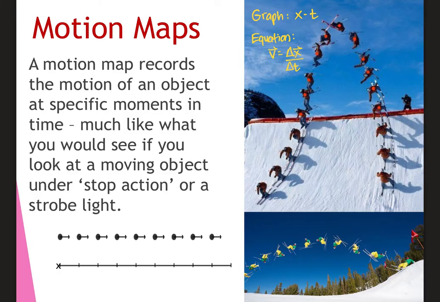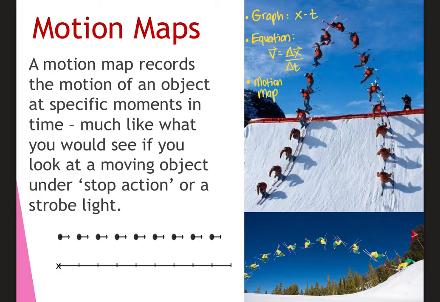And that's great. We love graphs, we love equations, but a motion map is the third way that we're going to learn how to describe or analyze the motion of an object. A motion map is a little different. It's a little bit like a stop action film or a strobe light, where we take a picture or flash a light at certain moments in time, and we locate the object in that moment. And then we're not going to look at it until another moment has passed.